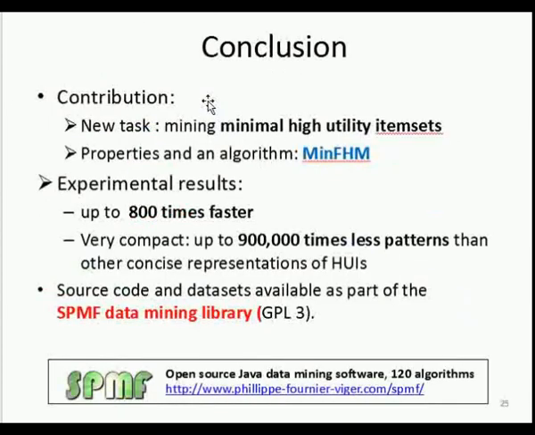So this is all I wanted to present for today. I discussed a new task called the minimal high utility item set mining. I presented a new algorithm called the MinFHM algorithm for this problem. And we did some experiment to compare with other type of high utility item set like close or generators. And we find that our algorithm can be up to 800 times faster than these other set of high utility item set. And we can find a very, very compact set of patterns. Sometimes up to 900,000 times less pattern when we find the minimal high utility item set.